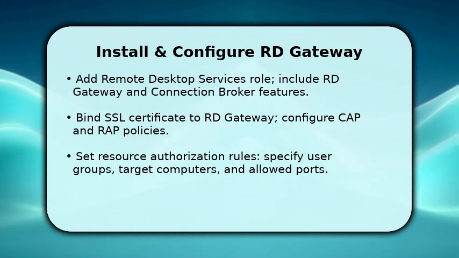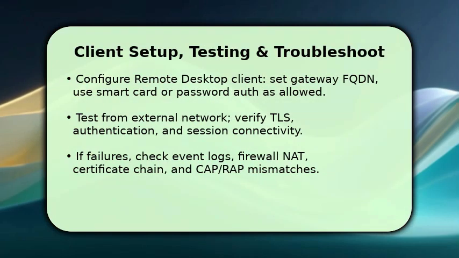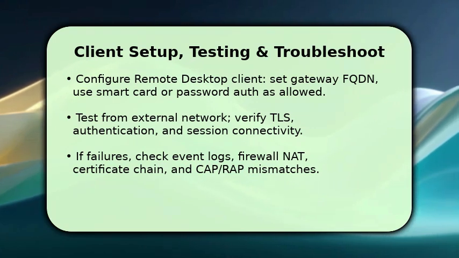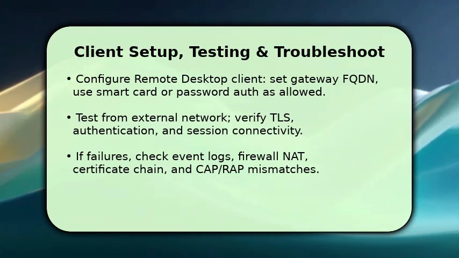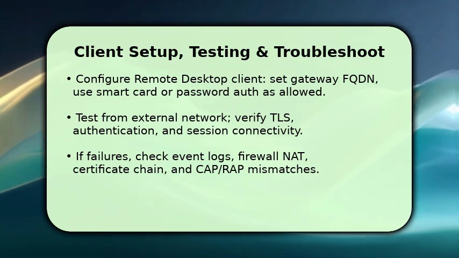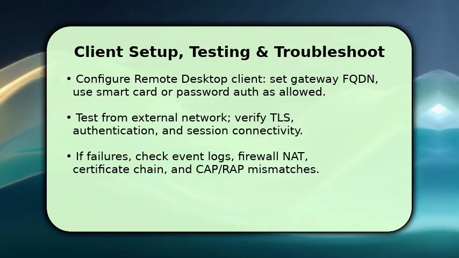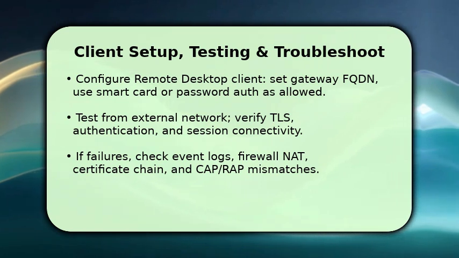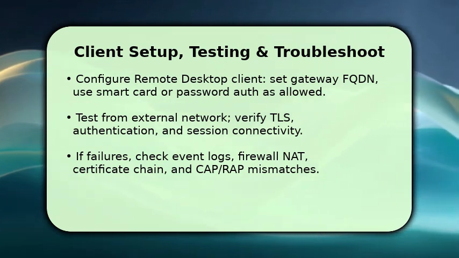You finish by configuring client RDP settings. Enter the RD Gateway FQDN, choose the correct authentication method, and save credentials if policy allows. Then test from an external network. Verify TLS negotiation, user authentication, and session launch to an internal host.